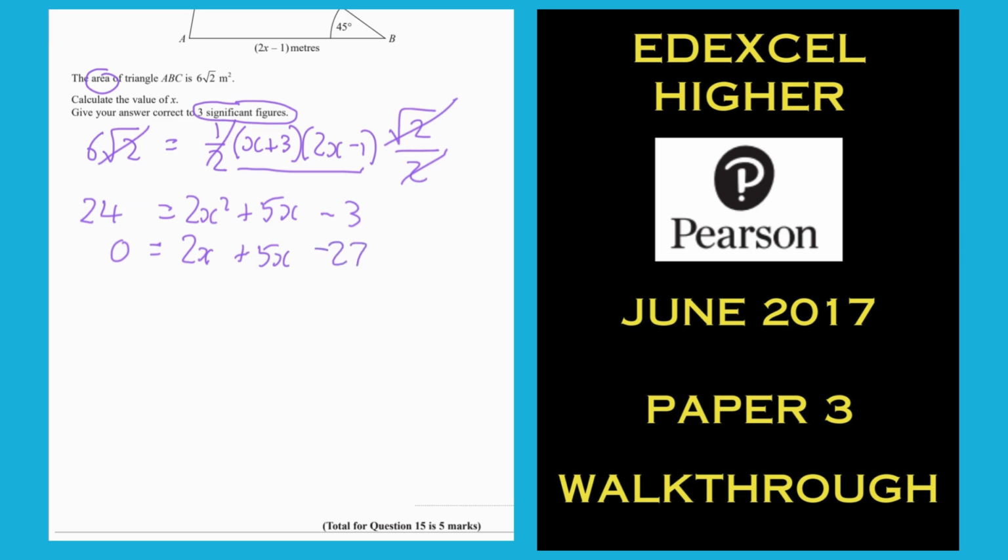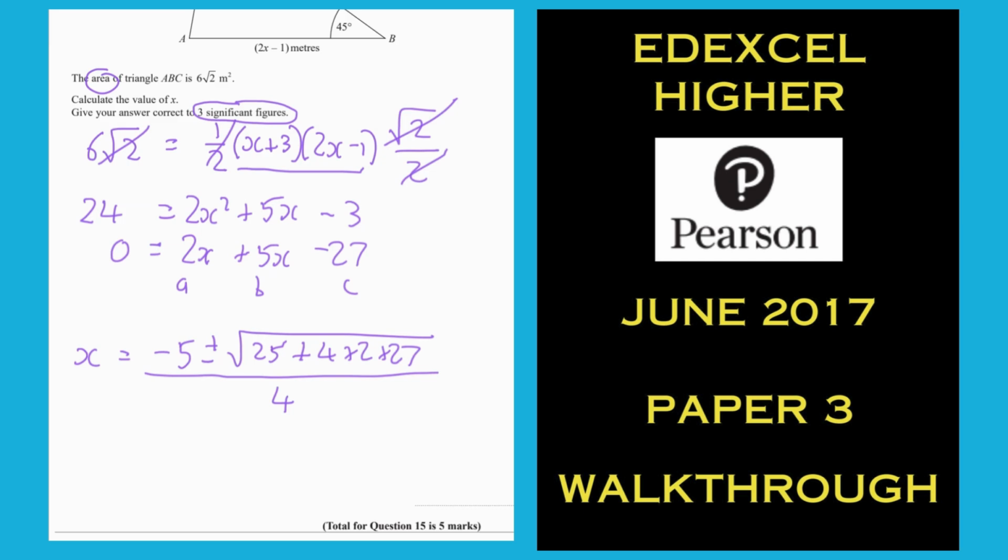minus 27. And when it wants it to three significant figures, of course you could complete the square if you really want to. But quadratic formula for me all day long. So x equals minus 5 plus or minus. So b squared is 25 minus 4ac will give us a positive. So it's 4 times 2 times 27 all over 2a.